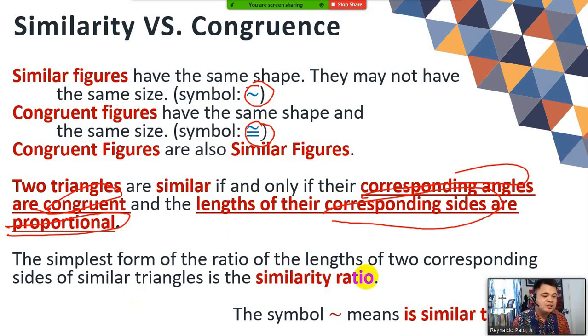Now, the symbol for similar, when you read it, is "similar to." So let's say we have triangle ABC and triangle DEF. We are saying that triangle ABC is similar to triangle DEF. Okay, so that's how you're going to read it.